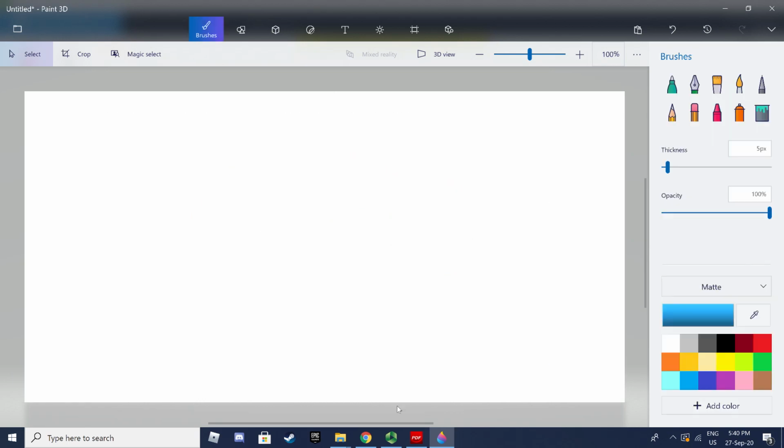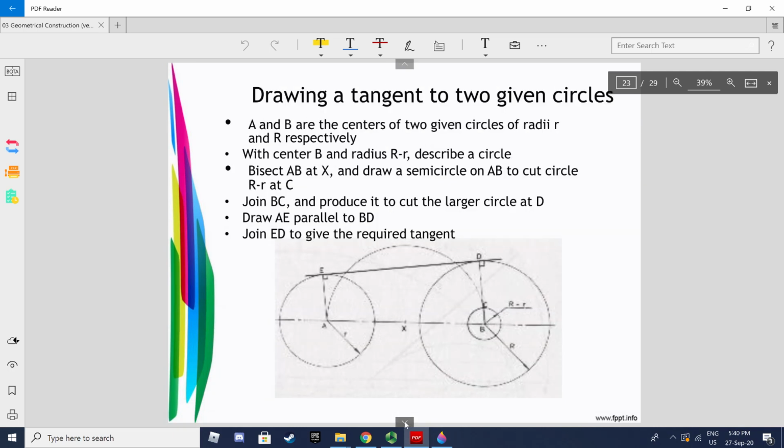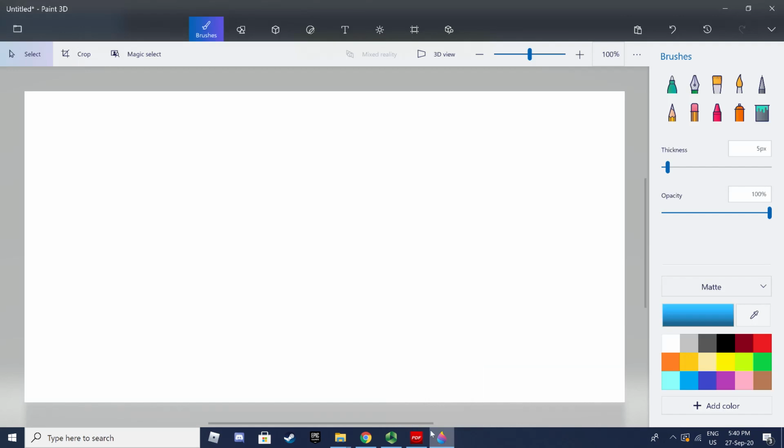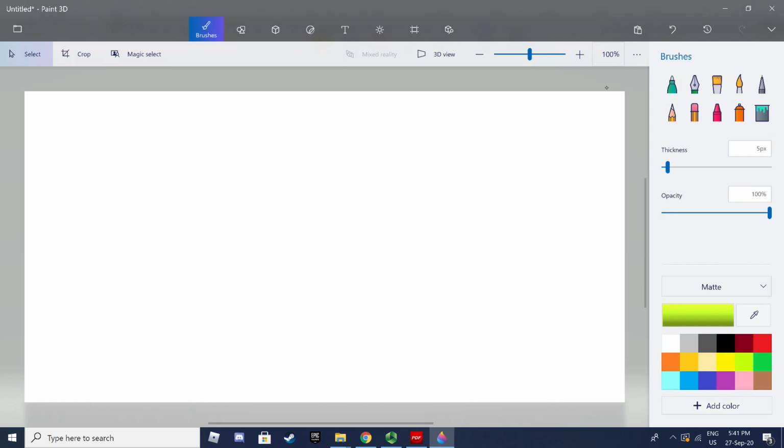All right. The next technique we are going to learn is drawing a tangent to two given circles. Let's say you have two different circles. For example, we have the smaller one. Sorry, we need to change this to black. We have a small circle and then a bigger circle.